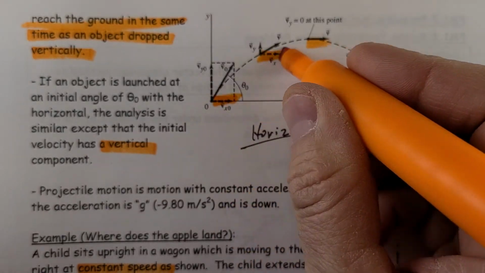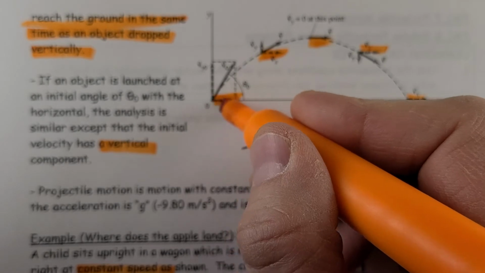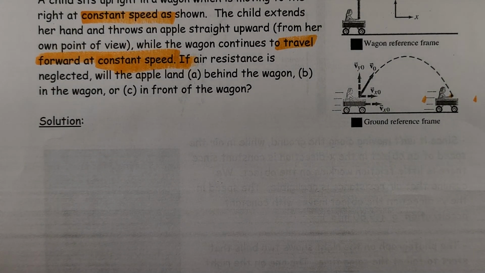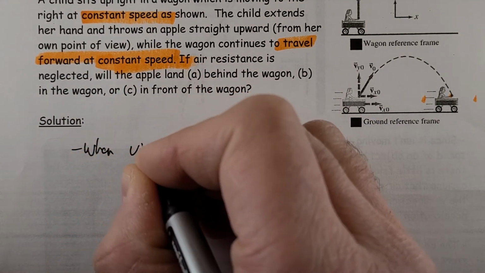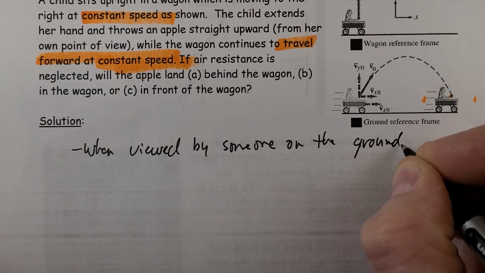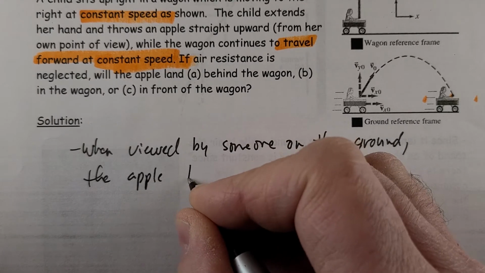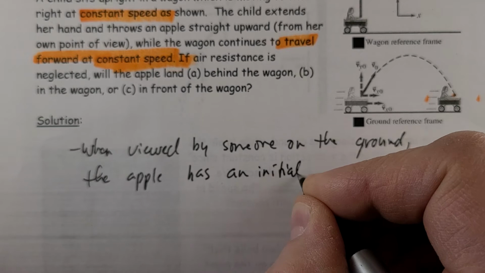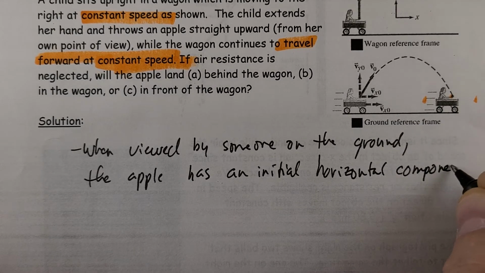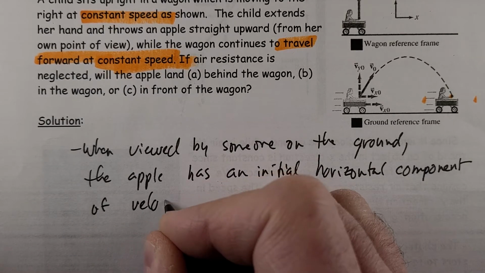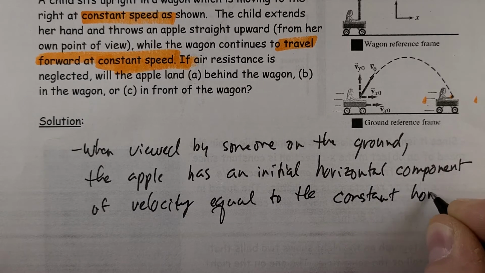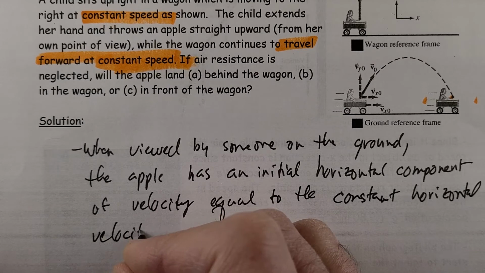Well, if this is true up here, if the horizontal component is independent of the vertical component, and I have a wagon going at Vx, then my angled ball will be going at Vx as well. So guess what? When viewed by someone on the ground, the apple has an initial horizontal component of velocity equal to the constant horizontal velocity of the wagon.